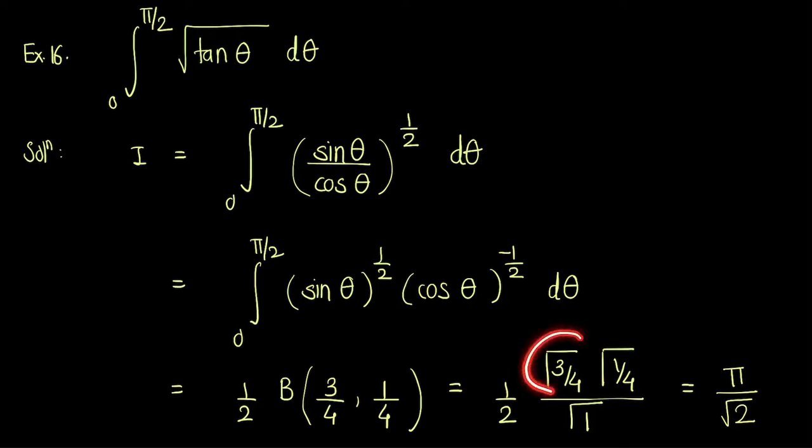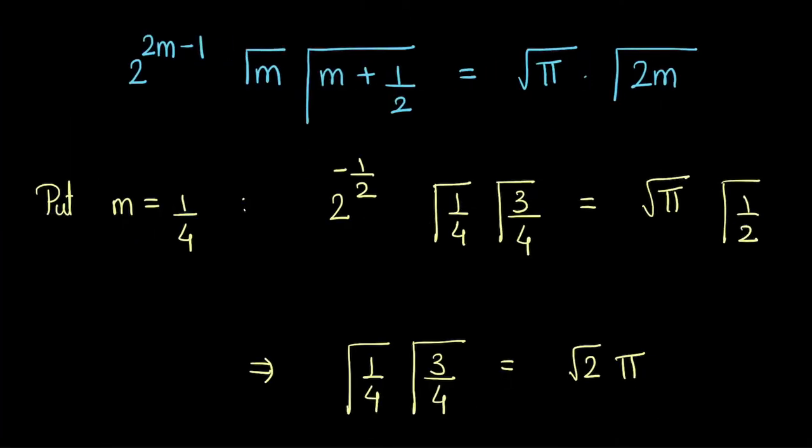Now we will find the value of gamma 3 by 4 into gamma 1 by 4 by using the duplication formula for the gamma function, that is 2 raised to m minus 1 into gamma m into gamma m plus 1 by 2 is equal to square root of pi into gamma 2m. So we will put m equal to 1 by 4. So we will get 2 raised to 2 into 1 by 4 minus 1. So 2 into 1 by 4 is 1 by 2, and 1 by 2 minus 1 is minus 1 by 2.